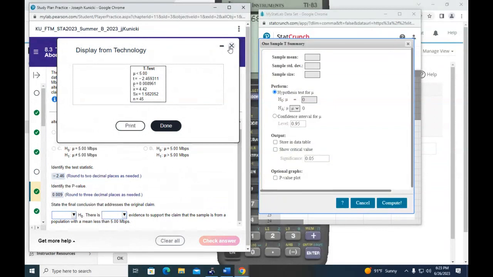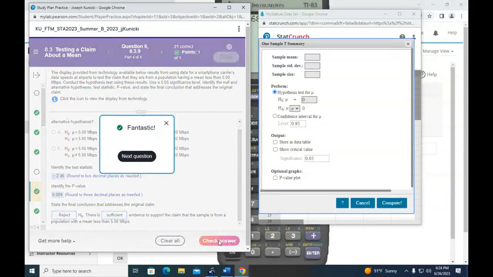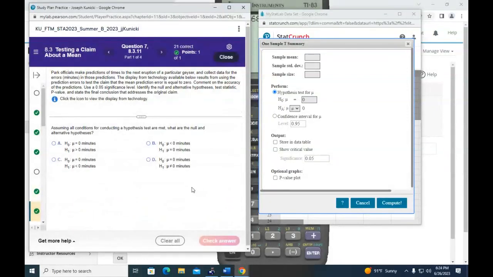Okay, so what's the final conclusion? Did they give us the alpha? They said alpha is 5%. Significance 5%. So we're much less than 5%. We're less than 1%. So we're going to reject. There is sufficient evidence to support the claim. Exactly. Okay. Nice, easy ones, huh? As long as it's not right.